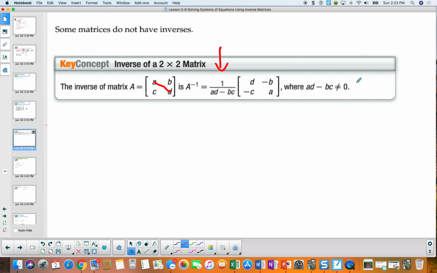Oh, by the way, this is important. This cannot be equal to 0 because you cannot divide by 0. If this happens to be 0, then we have no inverse matrix.